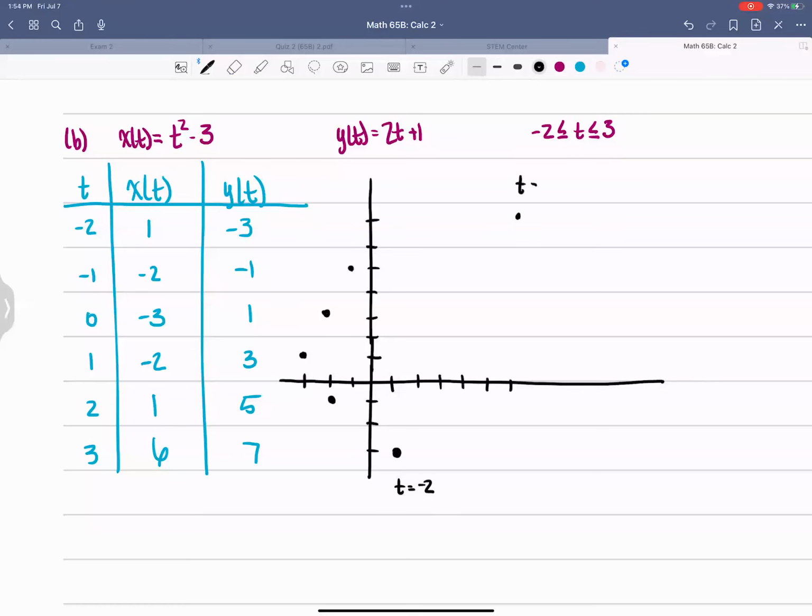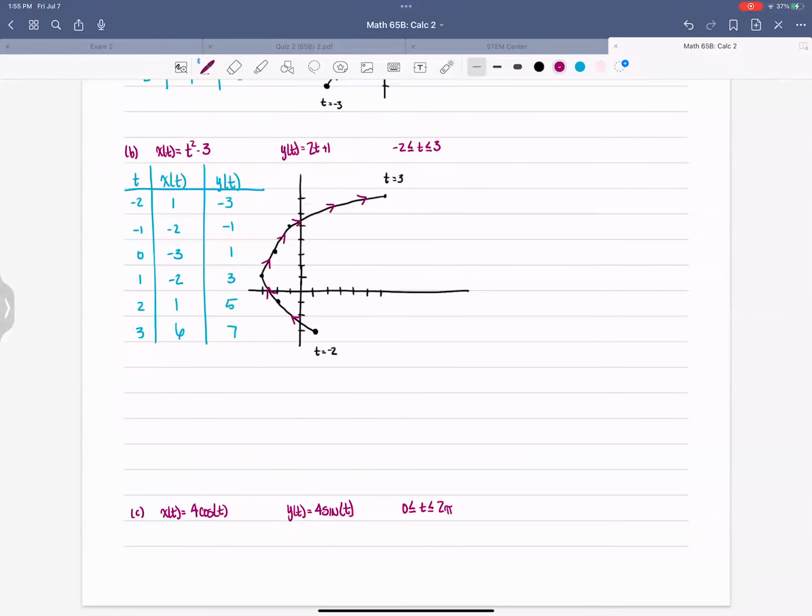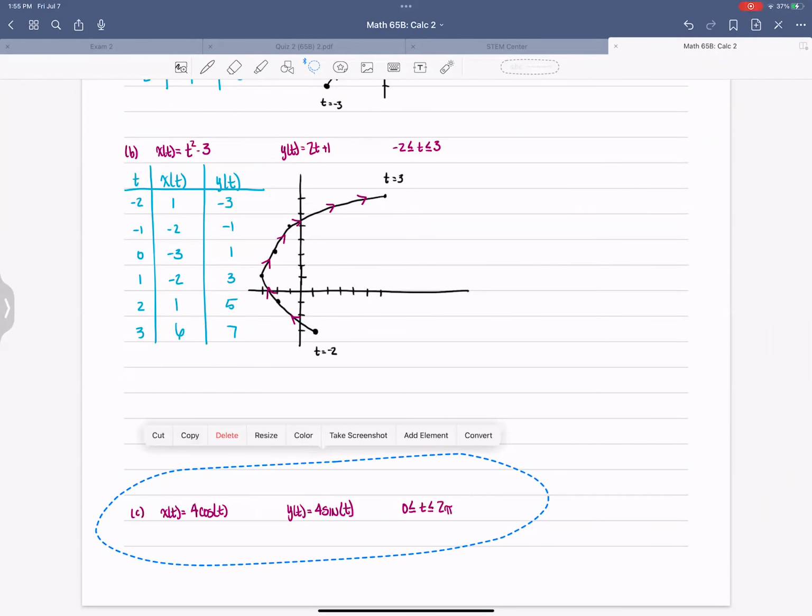And this was our t equals 3. So we started off at this point here, and it looks like we came this way and back up this way. So here we go. And we went in this direction. I'll do it in a different color so we could see it a little bit better. And there we go. There's our parametric equation here. Now it looks like we don't have much room here, so let's just take this to another page.